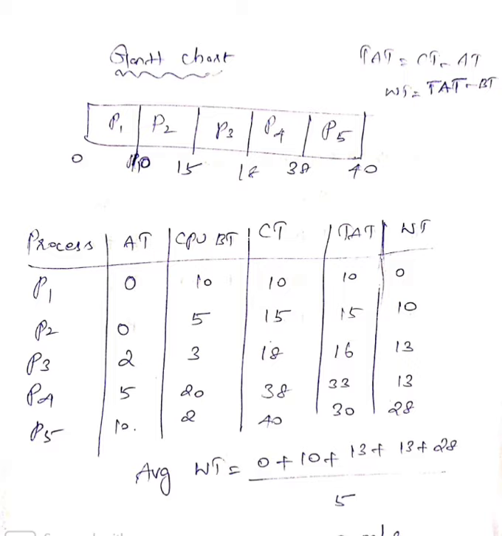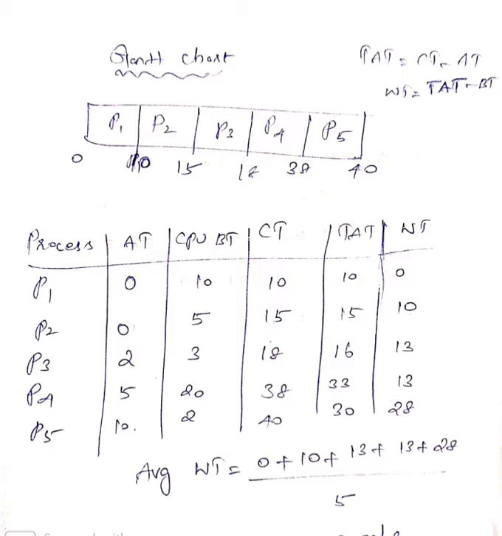Then P1 is over, and we see P2. P2's arrival time is also 0, but because of the first come first served manner, P1 completes its process first and P2 comes next. If you see the CPU burst time of P2, it is 5. So in the Gantt chart we write P2: 10 plus 5, 15. Next P3, whose CPU burst time is 3: 15 plus 3, 18. P4 will take 20 milliseconds: 18 plus 20, 38. And P5 will take only 2 milliseconds: 38 plus 2, 40.